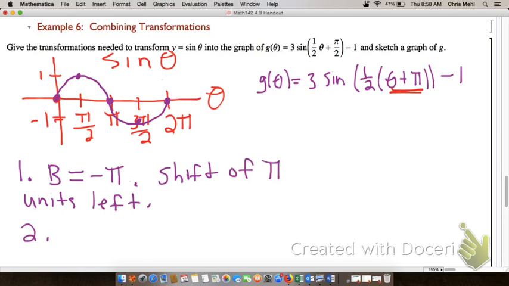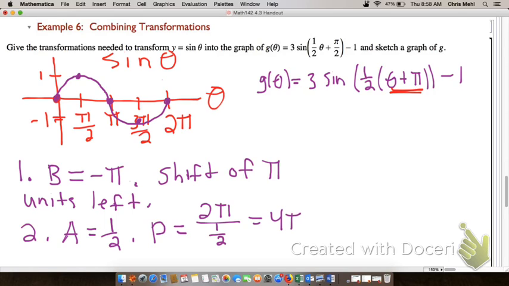Number 2 is to find the period. The value of capital A is 1/2. So the period P is taking the period of sine and dividing it by A. The period of our transformed function, one of its fundamental cycles, will happen on an interval of length 4 pi.